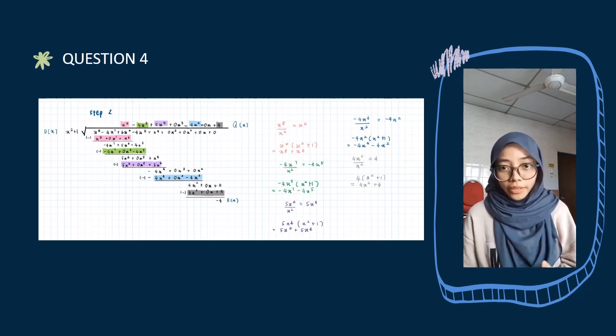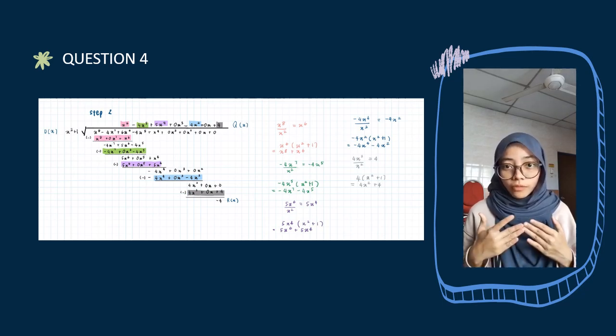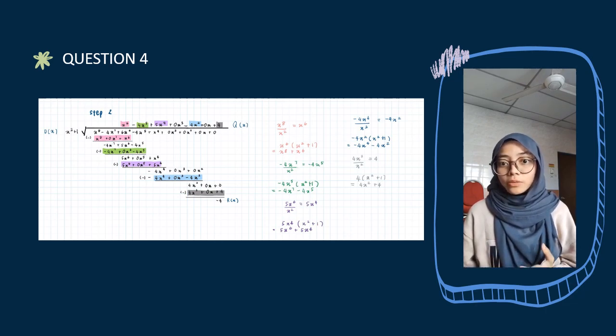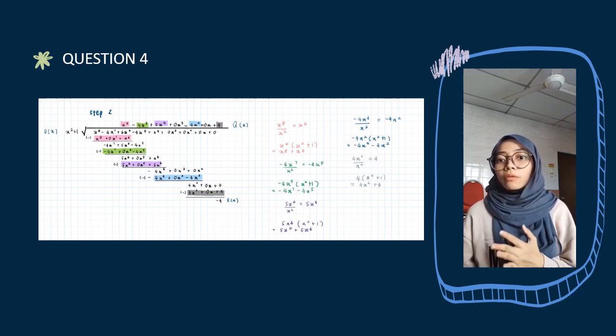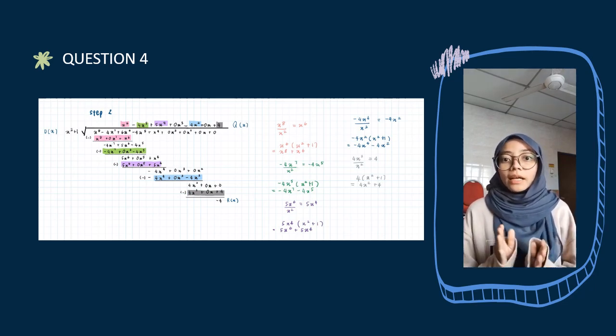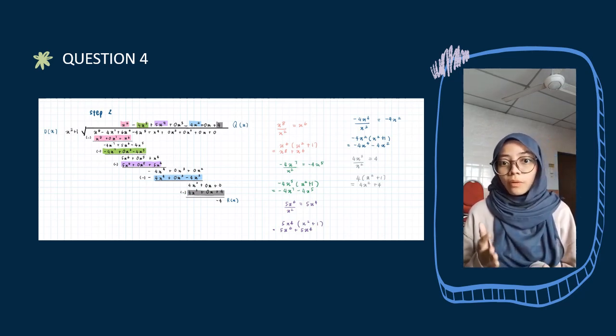x to the power of 8 divided by x to the power of 2, then we will get x to the power of 6. We put x to the power of 6 at the top and arrange the same coefficients. Then next, x to the power of 6 times x to the power of 2 plus 1, then we will get x to the power of 8 plus x to the power of 6, and again put 0 for missing terms. Thus we will get x to the power of 8 plus 0x to the power of 7 plus x to the power of 6.